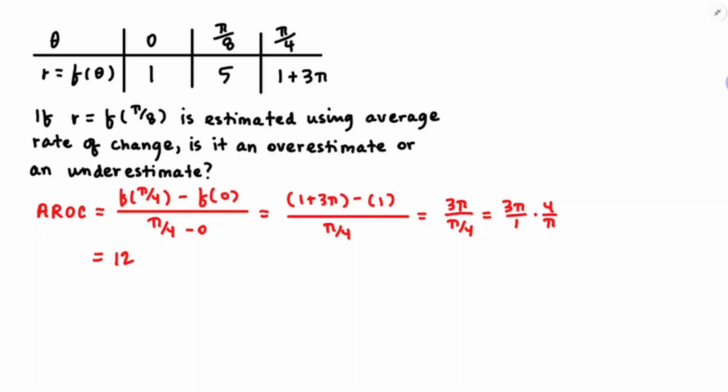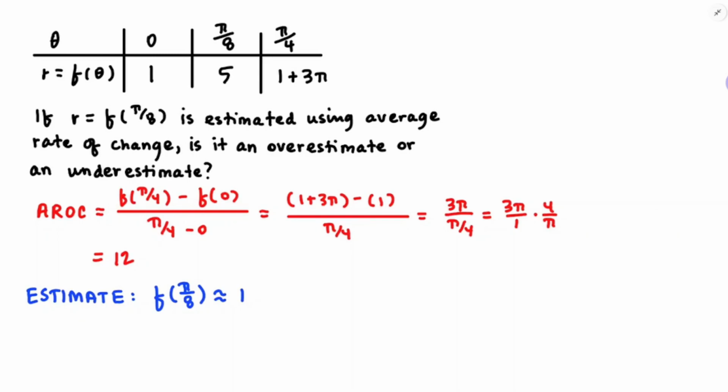Now I need to figure out if it's an overestimate or an underestimate, so I'm going to actually estimate f of pi over 8. To get f of pi over 8, I'm going to start with the value I know. Well, you can really do this with either of them, but it's going to make a lot more sense to start with theta equals 0. Theta equals 0, r equals 1, or f of 0 equals 1.